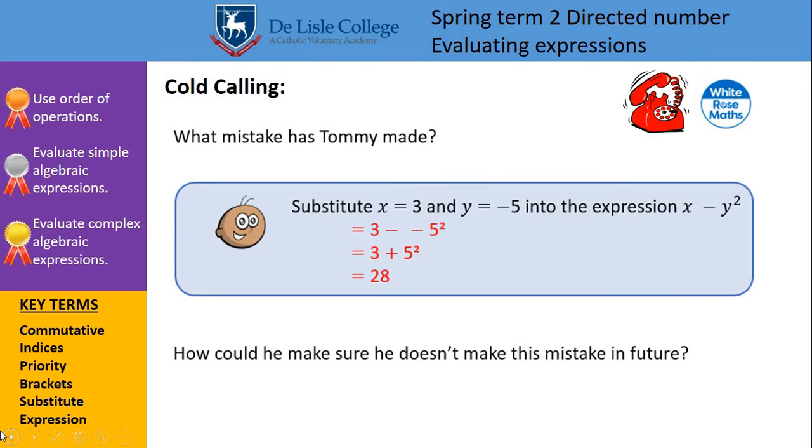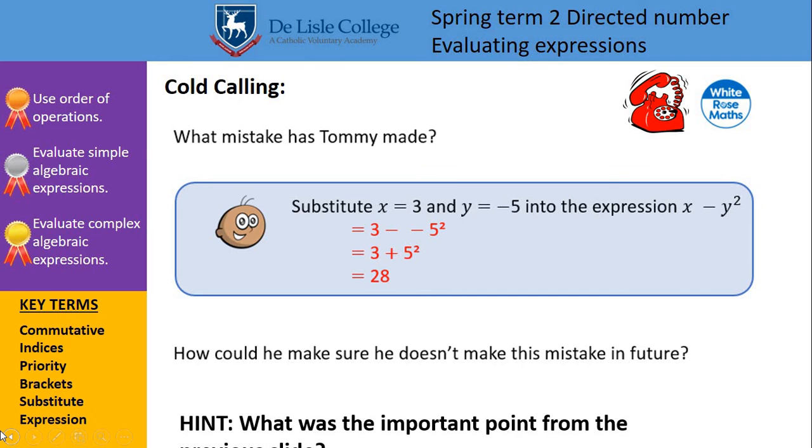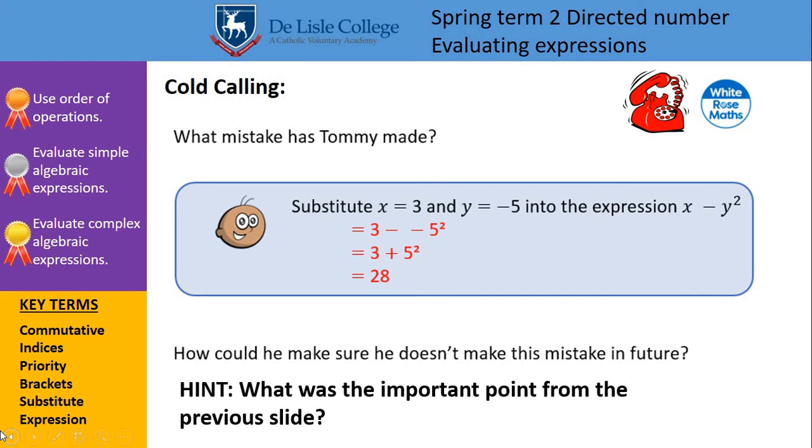Okay, so we touched on this a little bit earlier in this lesson, but Tommy has now made a mistake. He's gone with x equals 3 and y equals minus 5 into the expression x minus y squared, and he's got an answer of 28. But he has made a little bit of a mistake. What did we have a look at that was especially useful on the previous slide, but perhaps help Tommy in this scenario? Like I say, we did touch on it a little bit earlier in the lesson as well. So if you just pause it there, give yourself 30 seconds to think about that, and then we'll see how you did.